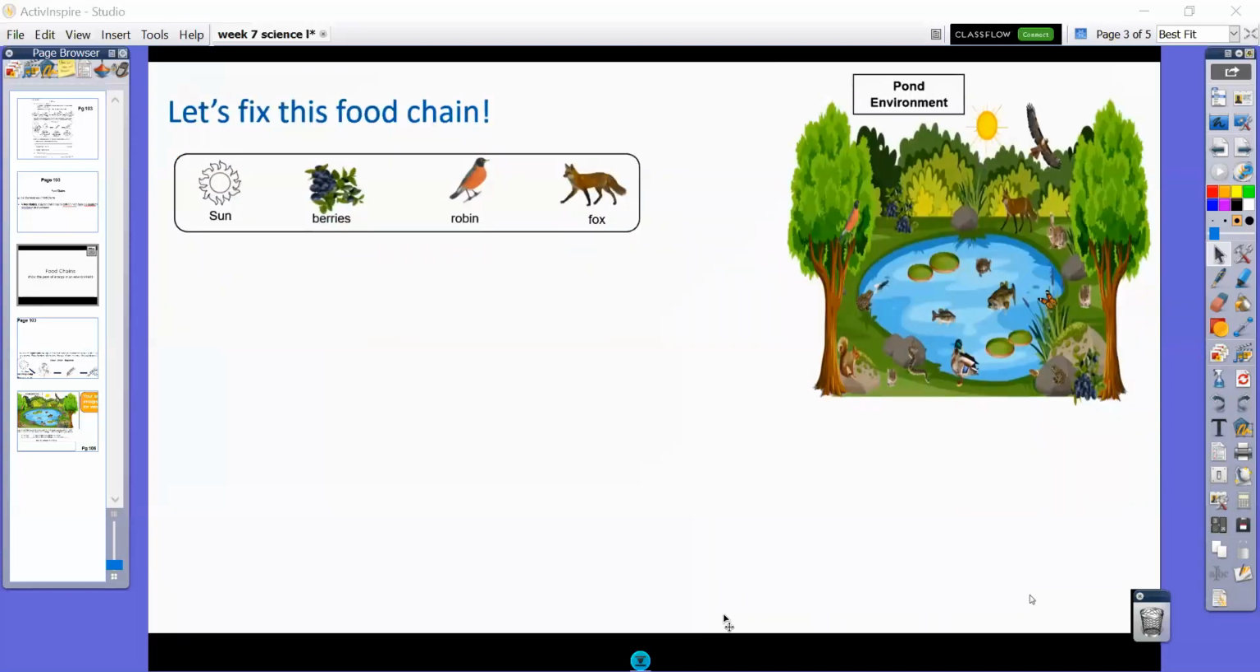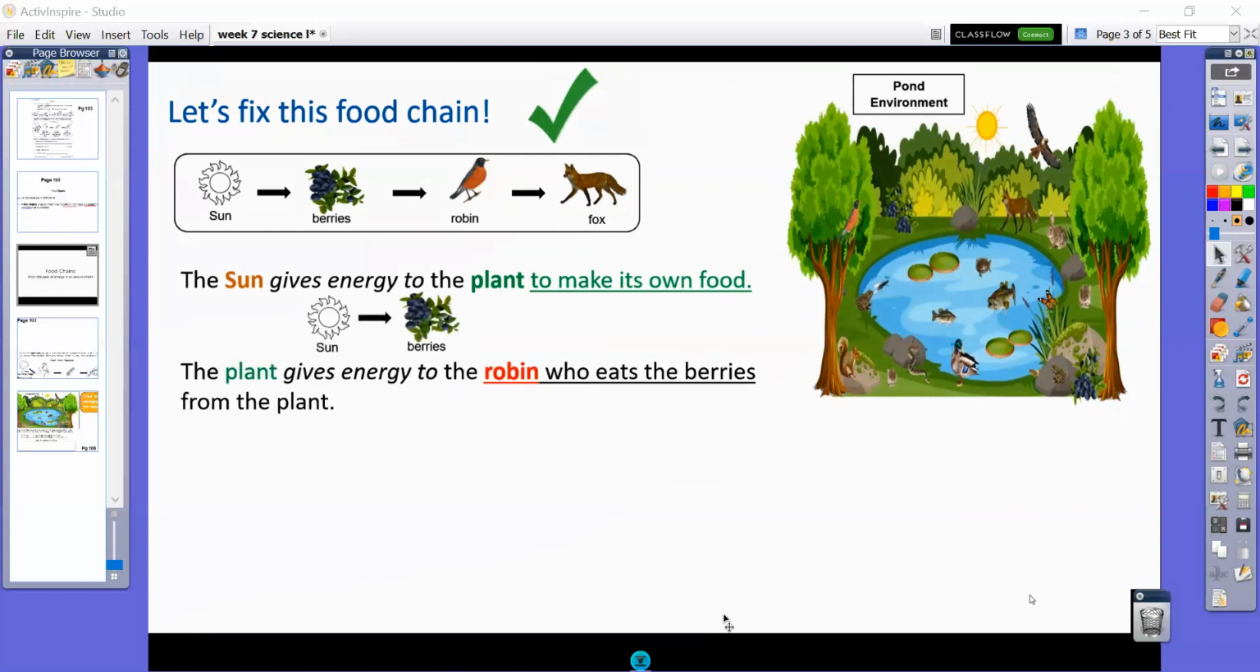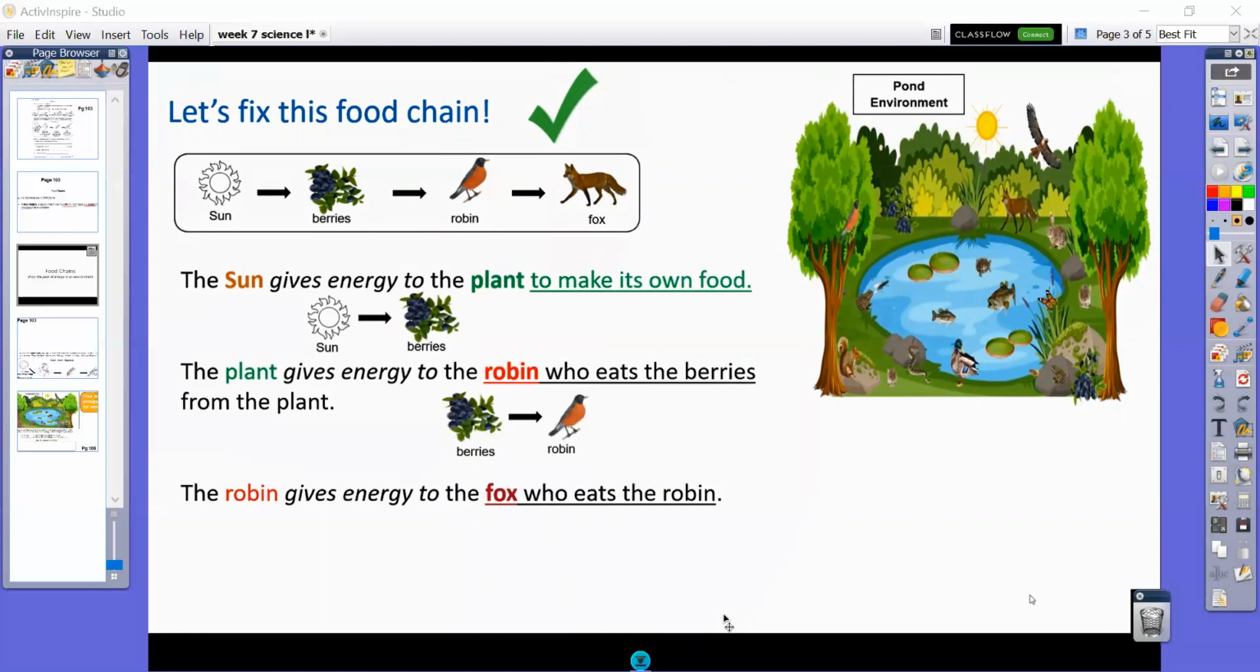So let's begin with our food chain. Our non-living sun gives energy to the berries. Those berries give energy to the robin. The robin gives energy to the fox. Looks correct to me. Here's how we would explain it, each part at a time. The sun gives energy to the plant to make its own food. Then the plant gives energy to the robin, who eats the berries from the plant. Then finally, the robin gives energy to the fox, who eats the robin. Here we go. Food chains explained. Happy learning.